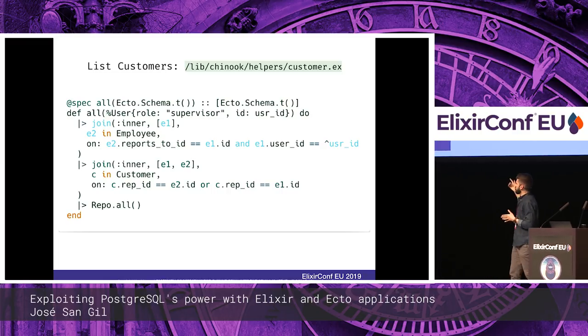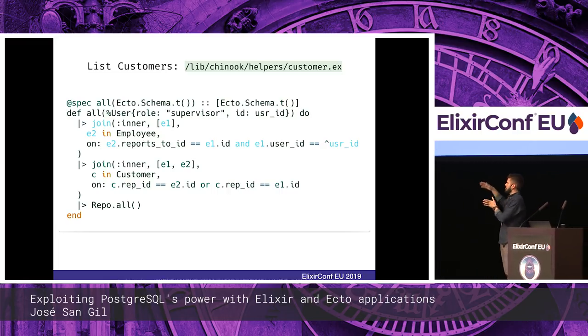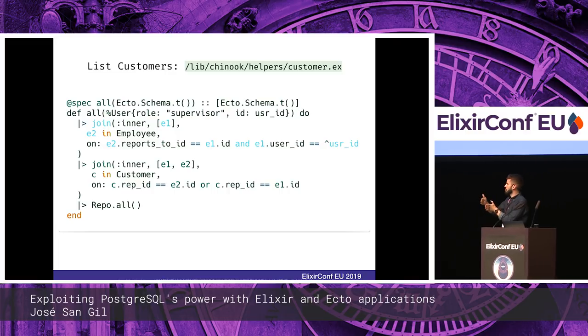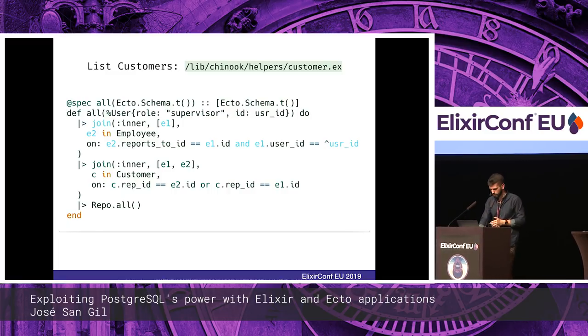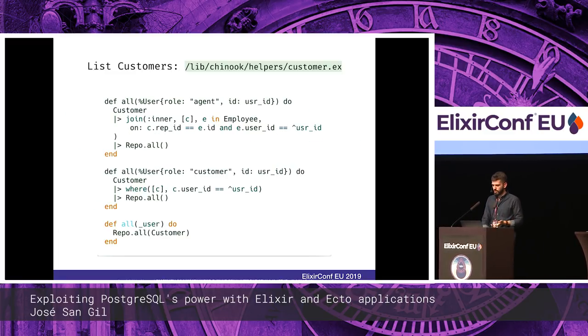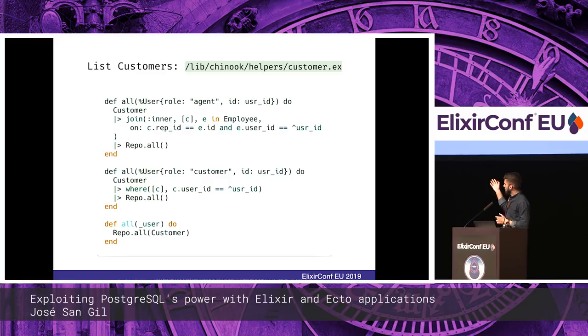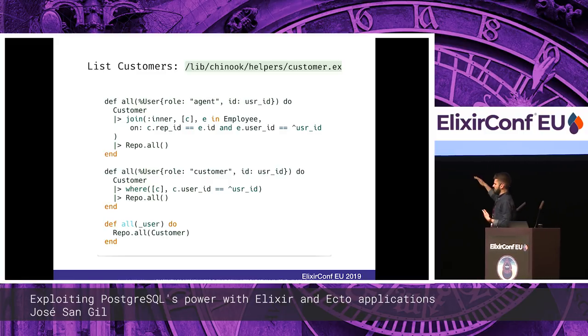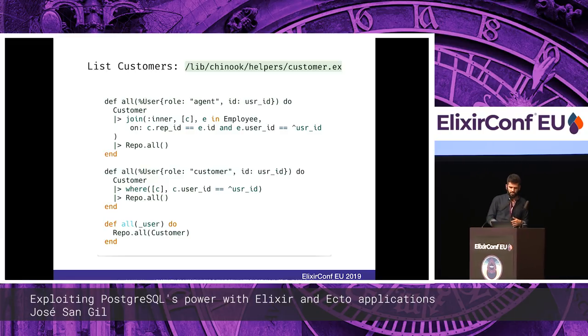For example, in the case of supervisors, this query is joining with the employee table twice to get both the customers assigned to the supervisor and also the customers assigned to other employees who report to this supervisor. Similarly, we do the same for agent and customer, and then we have a default case, which is basically covering the admin users.